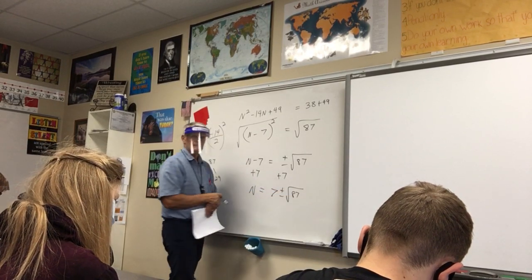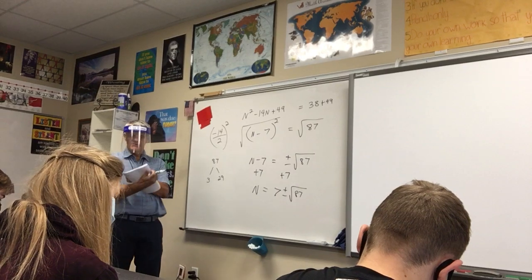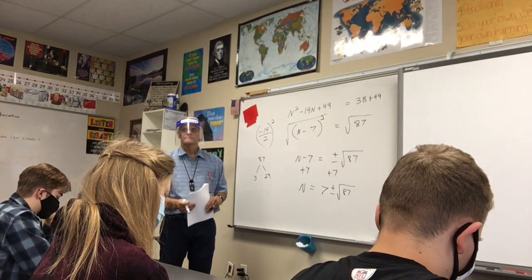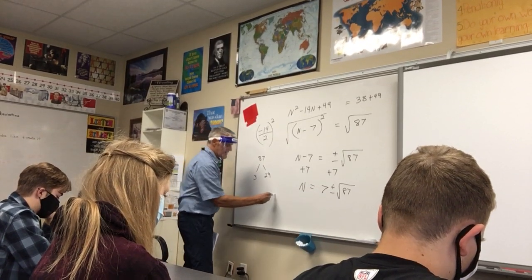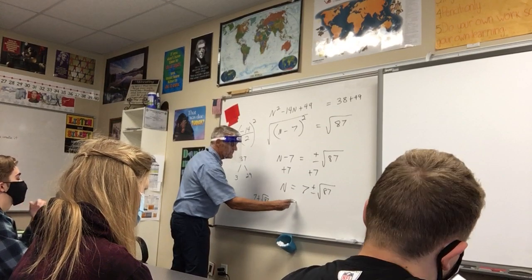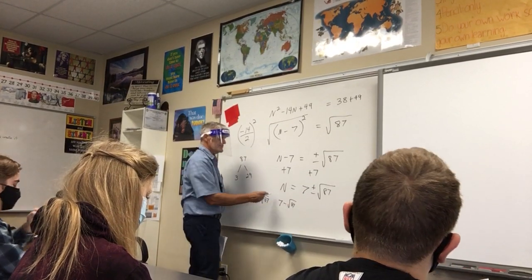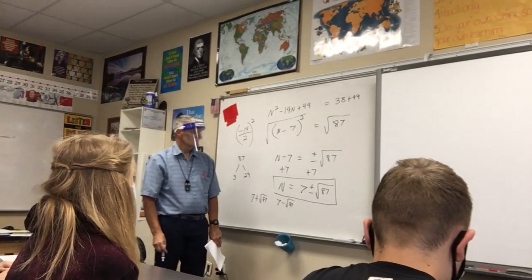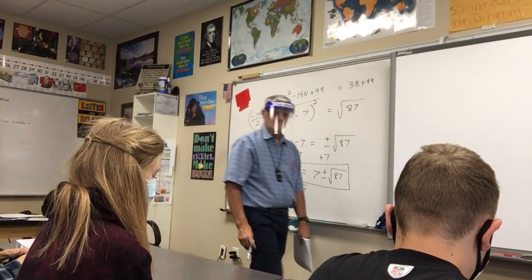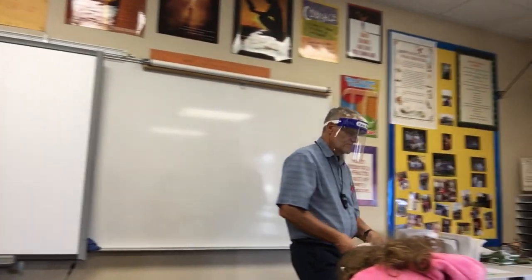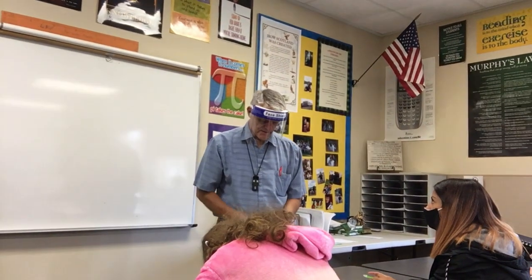Is that the right answer on the back? It is. Except they have it written different. 7 plus the square root of 87, 7 minus the square root of 87. That is the same thing. This is just a simpler way to write that same answer. Easy, right? Easy peasy.